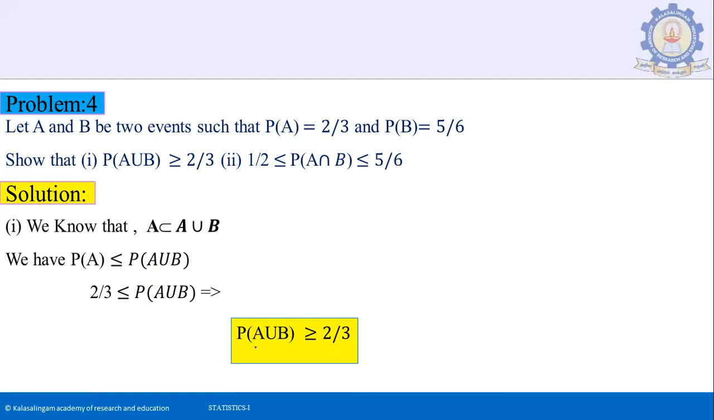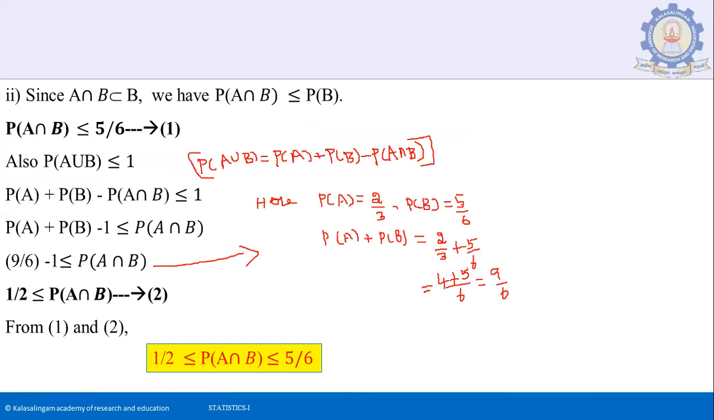In the second part, we have two stages. A intersection B is a subset of B. So probability of A intersection B is less than or equal to probability of B. Of course, the probability of B is 5 by 6. So probability of A intersection B is less than or equal to 5 by 6. Let us call it equation number 1.